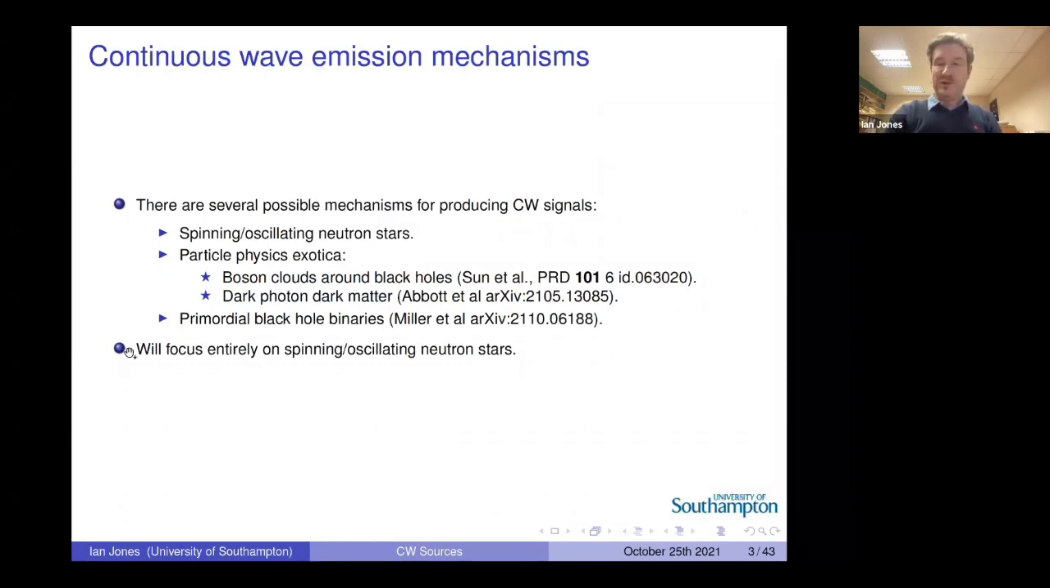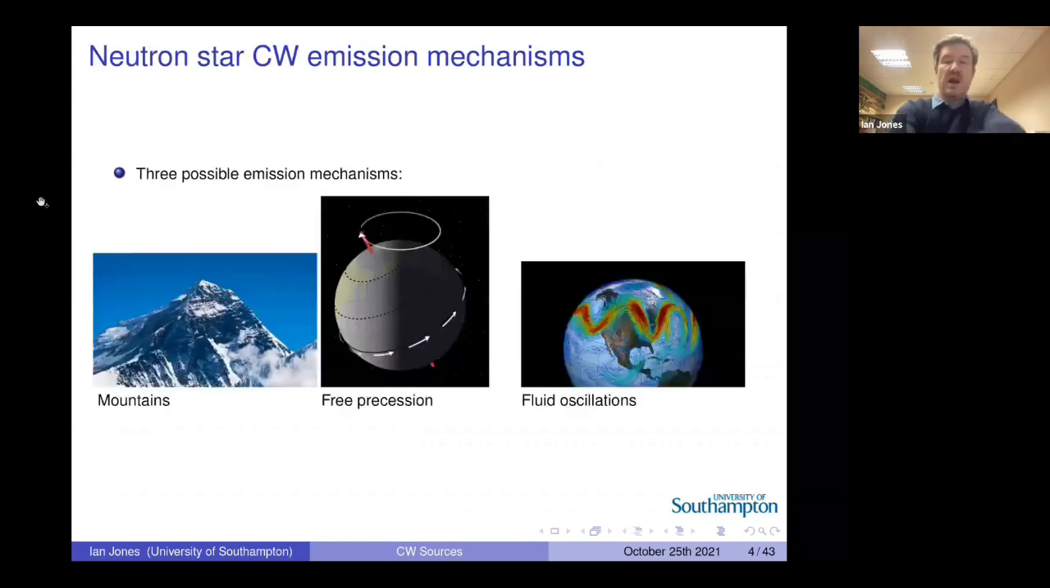So what I'm going to do in these lectures is focus entirely on the first of these, the mainstream, the spinning and oscillating neutron stars. So it's all neutron stars for us. But you should bear in mind that that's not the only possible sort of continuous wave signal, and people are starting to take these other possible signals more seriously. So next slide. Let's now focus our attention specifically on neutron stars.